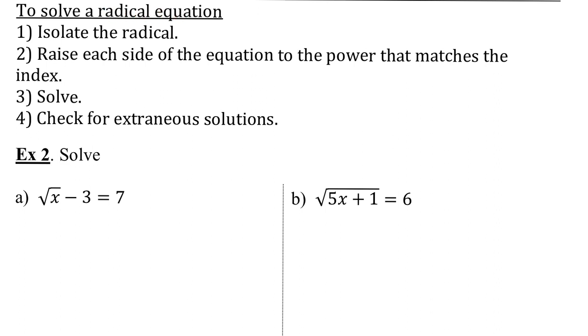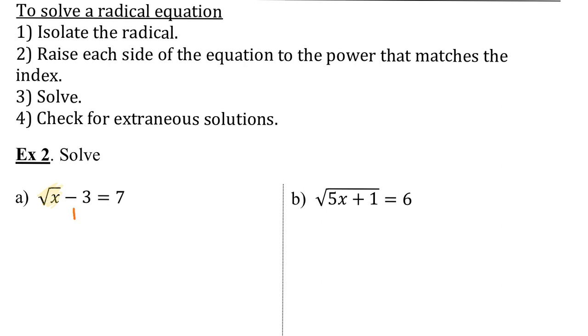To solve a radical equation, first thing we do is we isolate the radical. That's the square root part. Then we raise each side of the equation to the power that matches the index. Solve it, check for extraneous solutions. So let's look at A. The radical is only the part that has a square root symbol on it. So this part needs to be isolated.